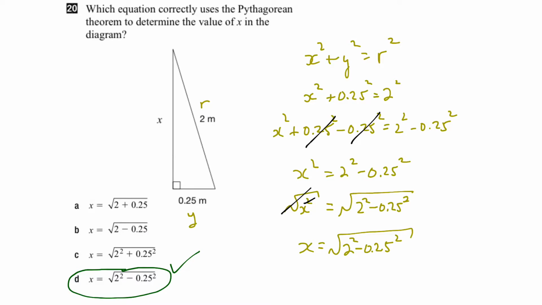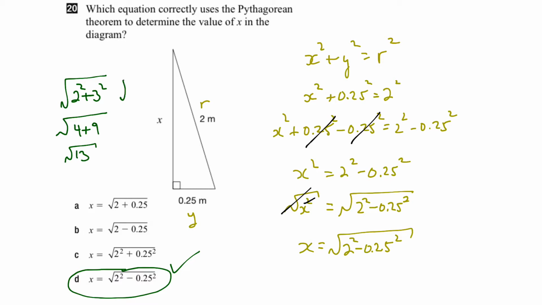To demonstrate that, let's take a look at something like 2 squared plus 3 squared, and we take the square root of that. If we did a full solution, we would end up with the square root of 4 plus 9, which equals the square root of 13.